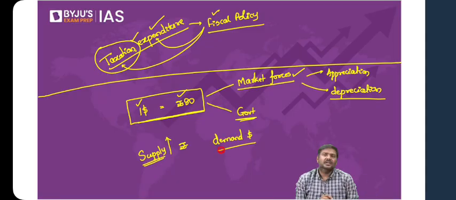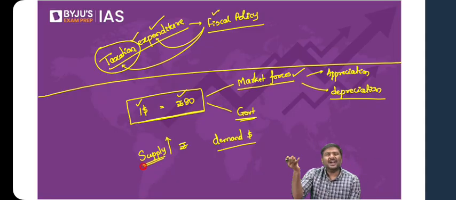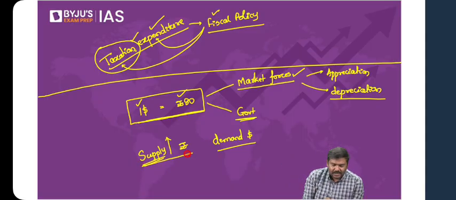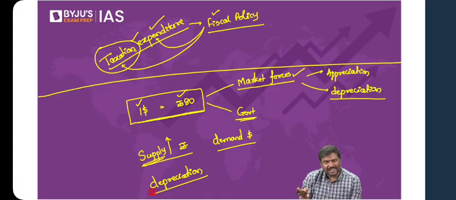So whenever supply of rupee increases, the rupee should start losing value, and this we simply call depreciation of rupee. Why? Rupee value is decreasing against the dollar, and supply increases, value should come down. Basics of economics. Right? So if rupee supply increases, the value of rupee will start falling. That is called the depreciation of rupee.